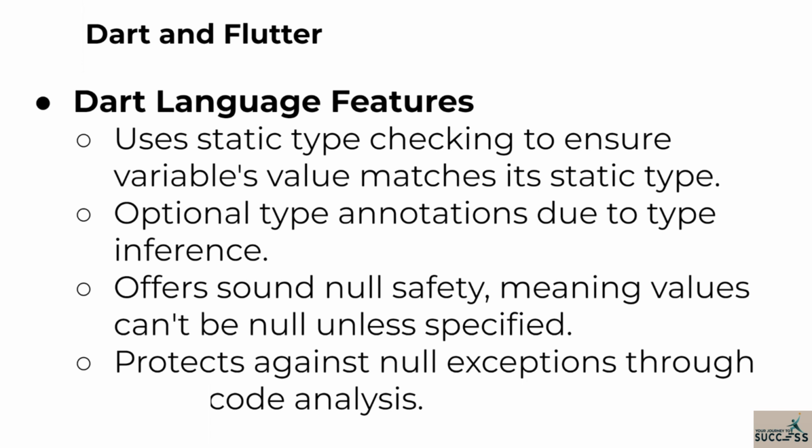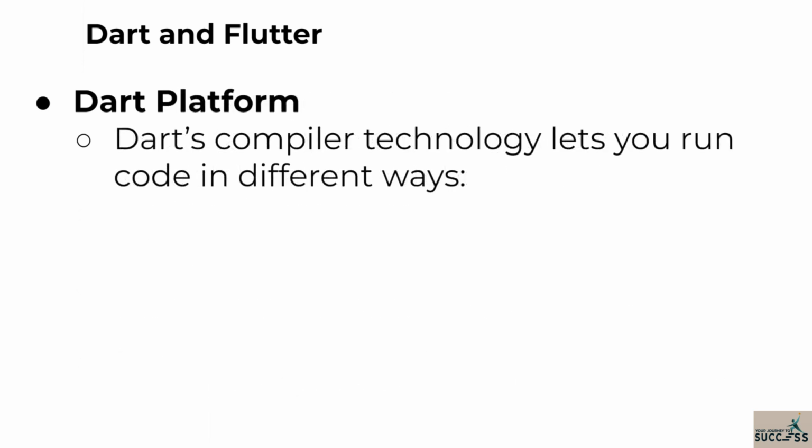Now, a couple of more specific features, and don't worry if you don't understand these, we'll discuss these in more depth as we learn Dart, but it should be noted that the Dart language uses static type checking to ensure a variable's value matches its static type. It also has optional type annotations due to type inference. It offers sound null safety, meaning values can't be null unless specified, and we'll have a whole discussion about null safety in Dart later on. And it also protects against null exceptions through static code analysis.